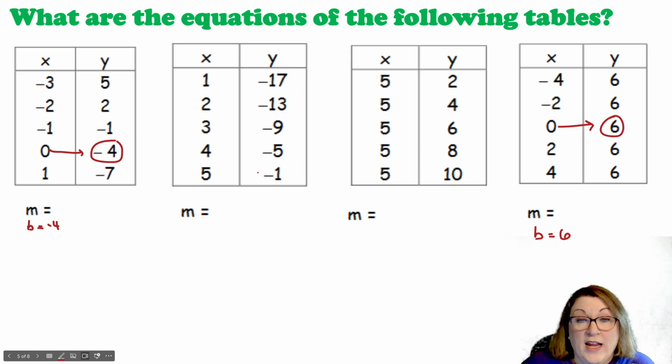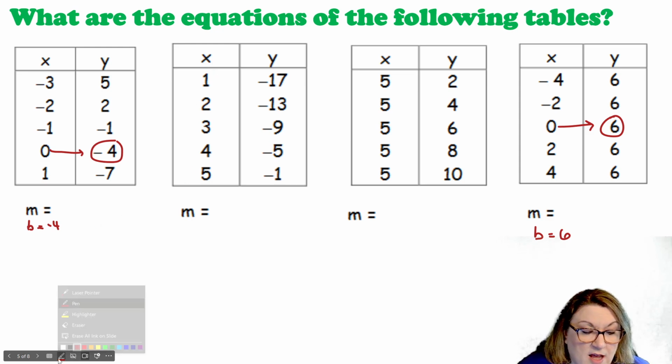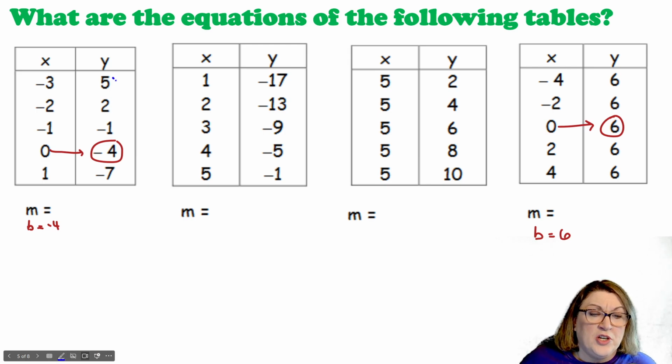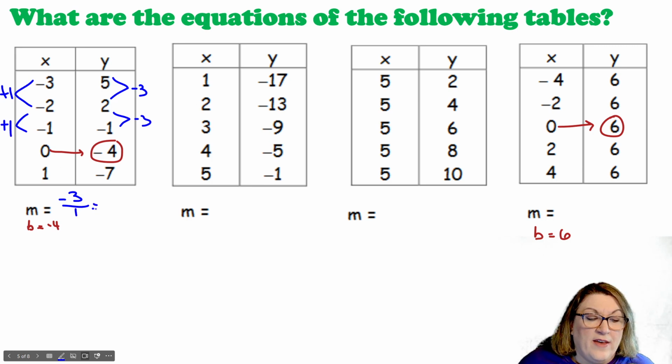But in order to find the b, whenever it's not given to you, you need to find the slope first. So let's find the slopes next. I'm going to change to blue. The change in y looks like it's going down by 3 each time. 5 minus 3 is 2. 2 minus 3 is -1, and so forth. So if this one's going down by 3, I'm going to place that on top, and then the change in x goes on the bottom. This time it looks like it's going up by 1 each time. So that would be -3 over 1, and if I simplify that, it's just -3. So my slope is -3.